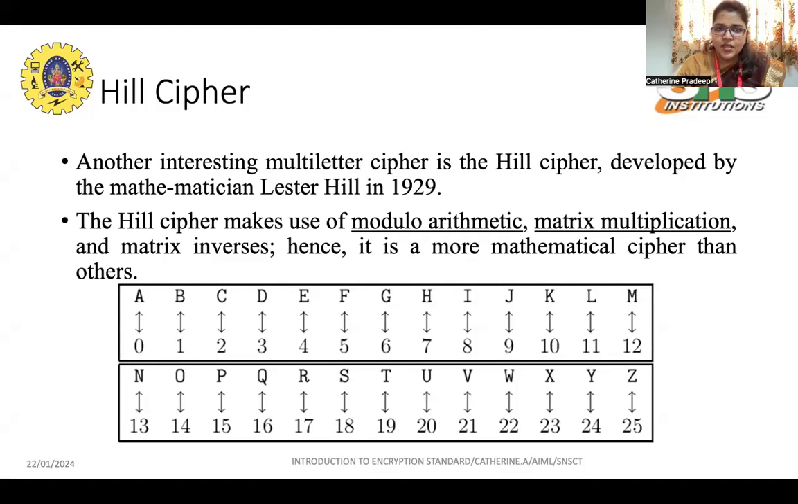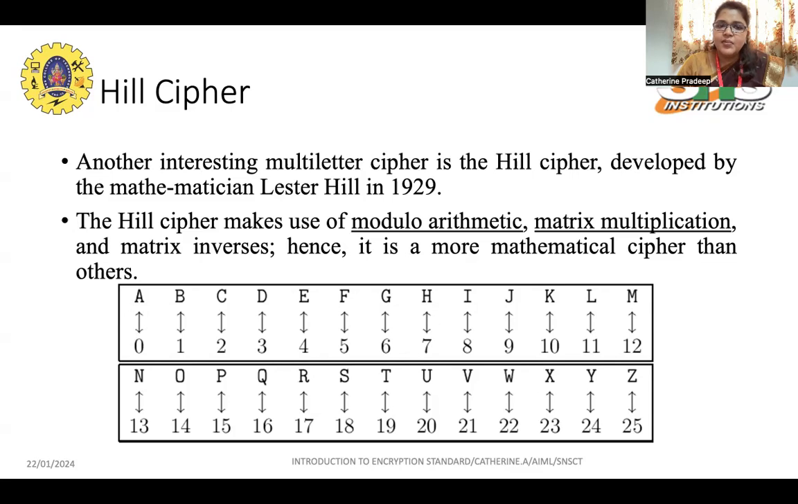Today in our lecture series, we are seeing about the substitution technique. So today we shall see about the Hill cipher. Earlier we have seen about the Playfair cipher and Caesar cipher, and today we shall see about the Hill cipher. This is also an interesting multi-letter cipher, which means you are taking multiple letters at a time and encrypting them, not one letter at a time.